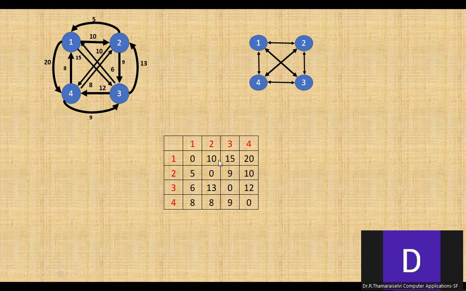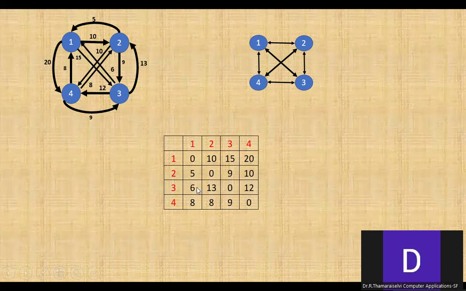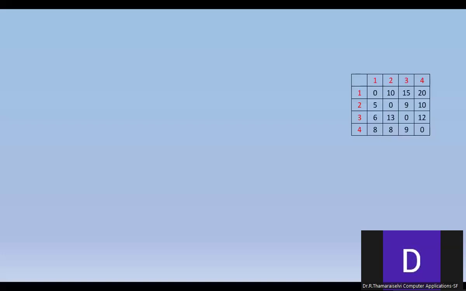So here the matrix is given for all 4 nodes 1, 2, 3, 4. There are 4 cities 1, 2, 3, 4. Here it is 0 for 1 to 1, 0 for 2 to 2, 0 for 3 to 3, 0 for 4 to 4, 1 to 2 is 10, 1 to 3 is 15, then 1 to 4 is 20. So in that way you have to fill all the entries of this graph. So here we are going to solve.